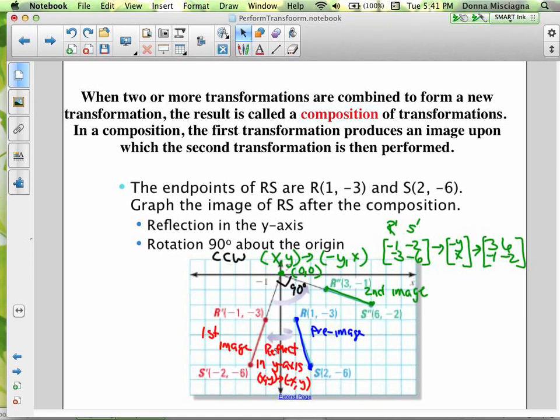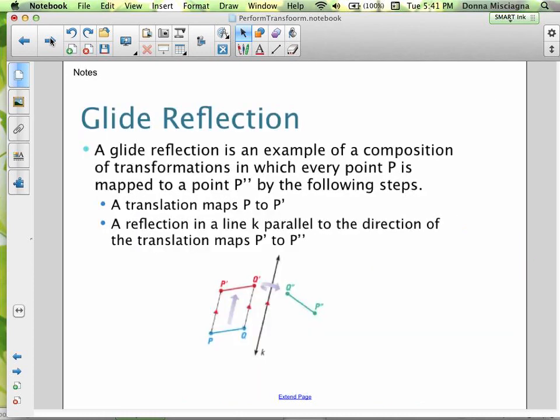So let's look at the next example, which is not in your notes. Actually, this one is in your notes. It's the one after that's not in your notes. So glide reflection. It's just a way of describing a transformation where we have a composition of transformations in which we have a translation and a reflection.